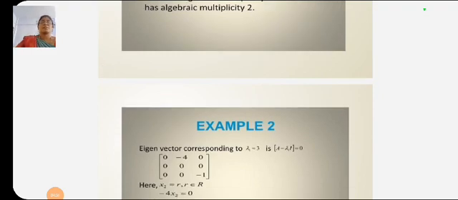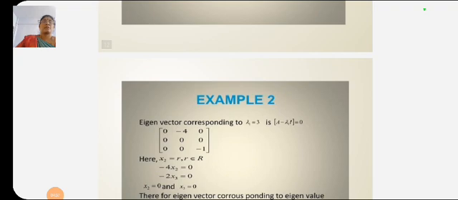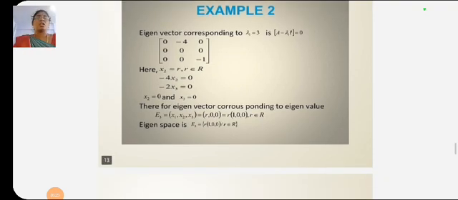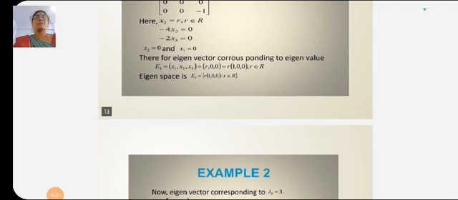Eigenvector corresponding to lambda 1 equal to 3: determinant of A minus lambda I equal to 0. So we get a new matrix where x2 equal to r, with r belonging to R, the real numbers. Therefore minus 4 x2 equal to 0 and minus 2 x3 equal to 0. Now x2 and x3 equal to 0. Therefore the eigenvector corresponding to the eigenvalue is E of x1, x2, up to xn equal to r times (1, 0, 0). Taking r as the common factor, the eigenspace is spanned by (1, 0, 0), with r belonging to R.